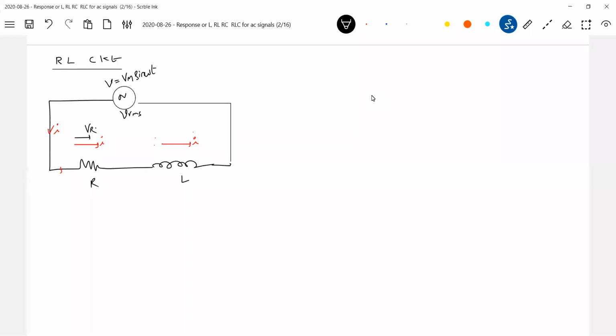Come for the inductor, across the inductor. Current lags the voltage, no? By how much? 90 degrees. So therefore the VL will be like this. Able to make it out? So what is the phase of current? Is the phase of current 0? No. It is having some phase which I am going to determine here.